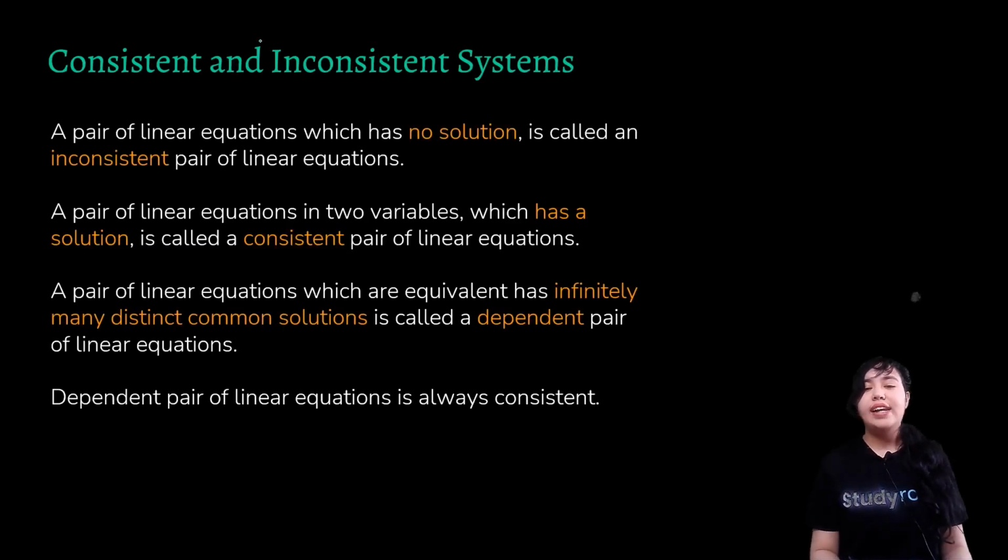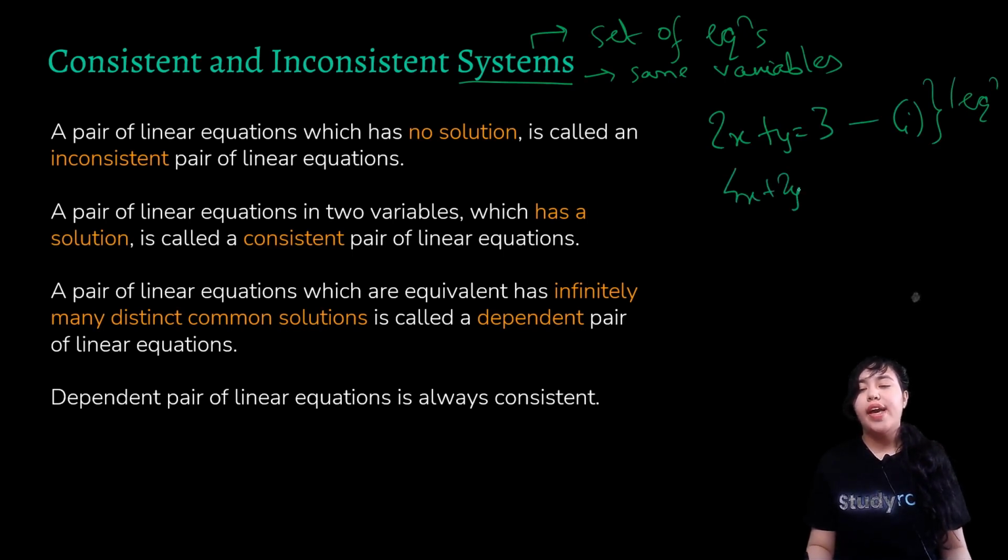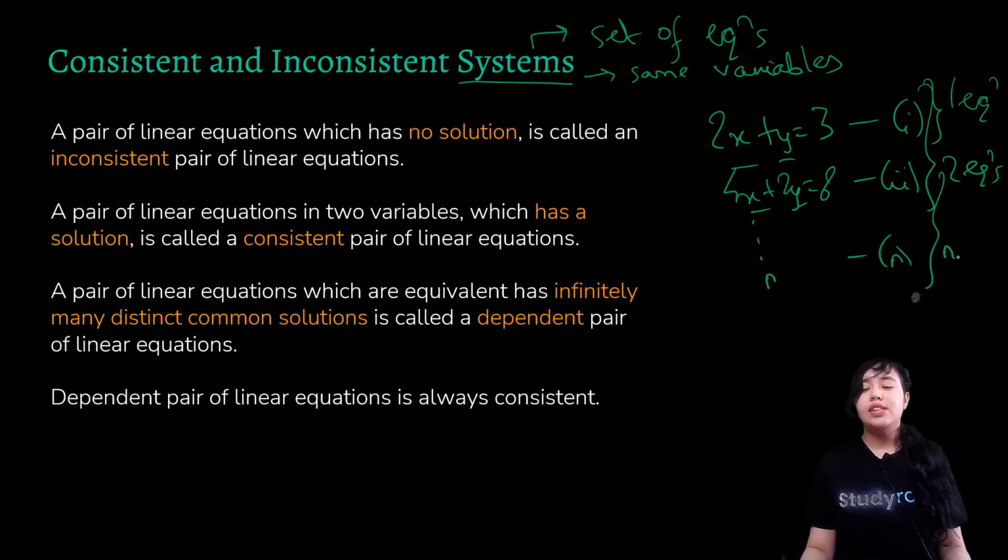Then we have consistent and inconsistent systems. So first of all, let's understand what we are referring to as a system. The system refers to a set of equations. Okay, but the only catch here is that they should be in the same variables. So if I give you an equation like 2x plus y is equal to 3, this is just a system of one equation. And if I give you 4x plus 2y is equal to 8, now this is a system of two equations because both of them are having the same variables. So like this, I can have n number of equations and I'll get a system of n equations. Okay, so this is a system.